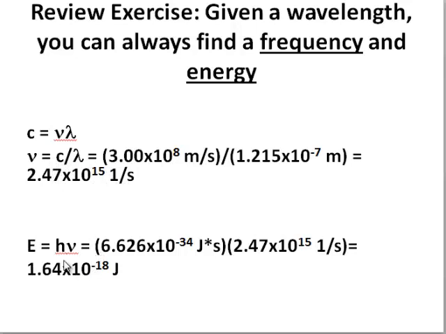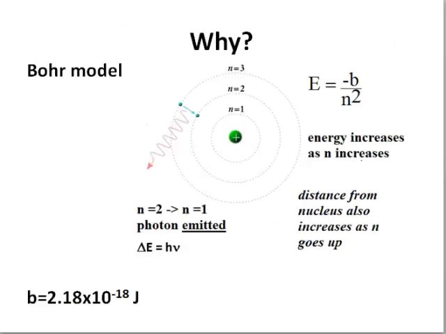And we can calculate an energy by multiplying that frequency by the Planck constant. Notice seconds cancel, and our solution is 1.64 times 10 to the negative 18 joules. All right, moving on.